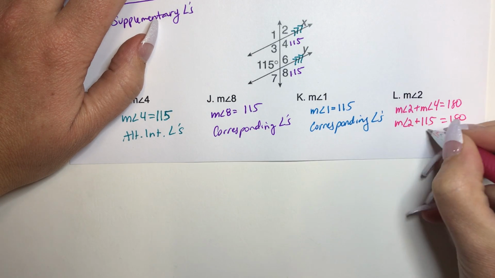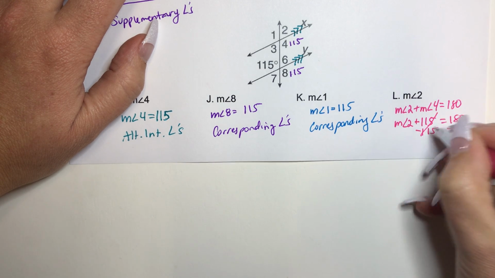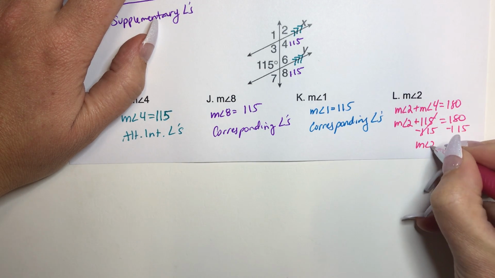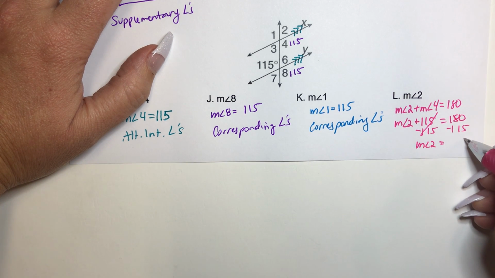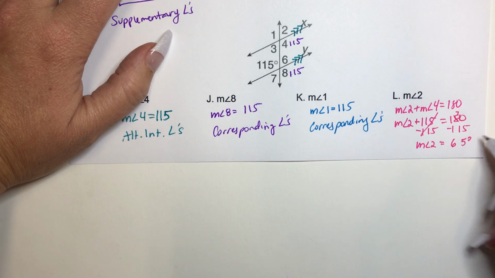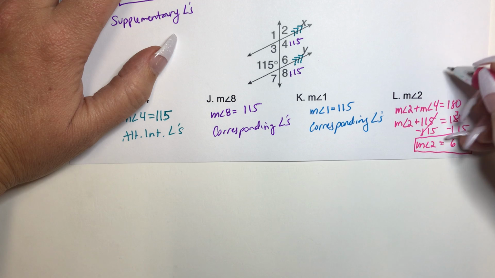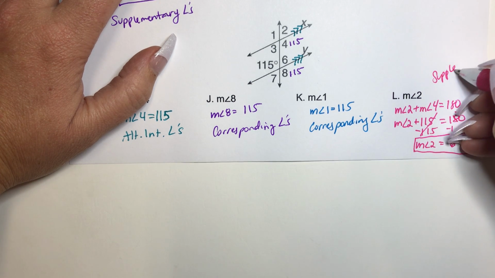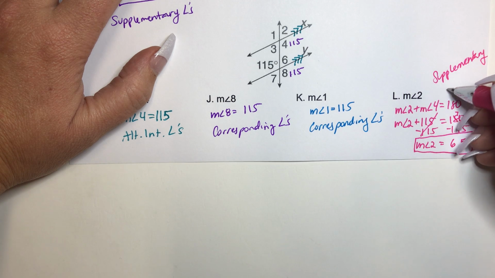And then we just need to isolate, so we're going to subtract, using those inverse operations. That cancels. We're left with the measure of angle 2 equals, that would be 65 degrees. And the reason would be because of supplementary angles. And I'm running out of room, so I'll just say supplementary angles up here.